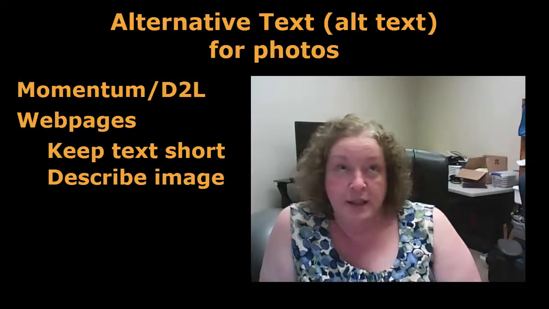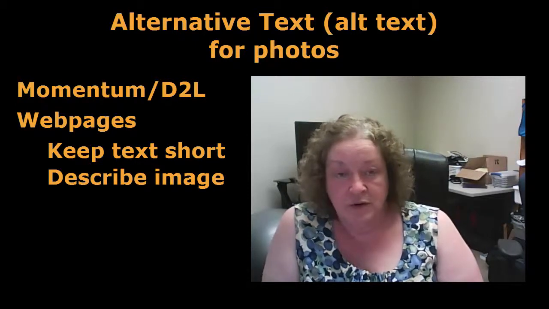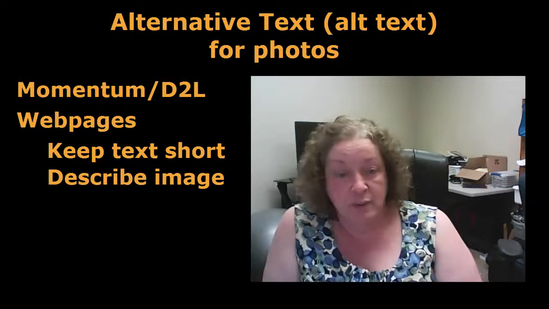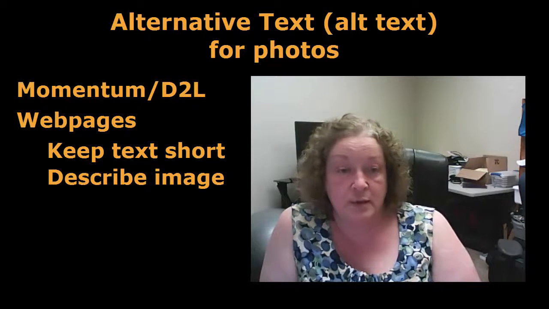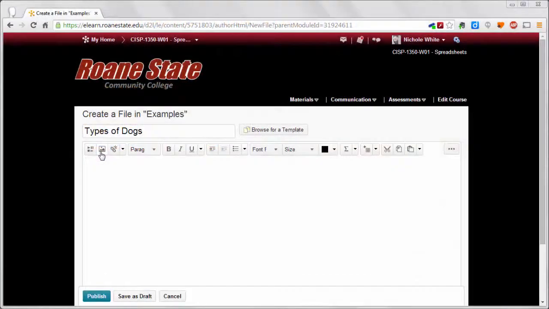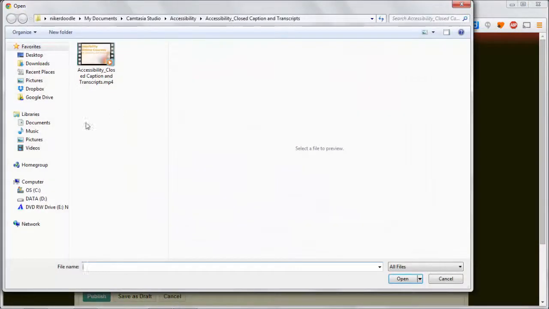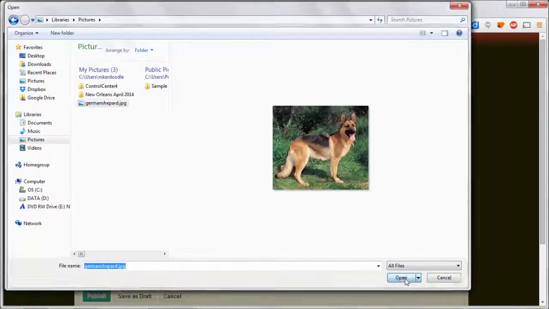Think about if you were a blind person and your screen reader is reading the web page, it goes from left to right. When it hits an image, if there's not an alt tag, it just says image. So when you upload an image and it asks for an alternative text, please put something in there that's short but descriptive. I mean, a blind person does not want to hear dog. It would be better to say German Shepherd.